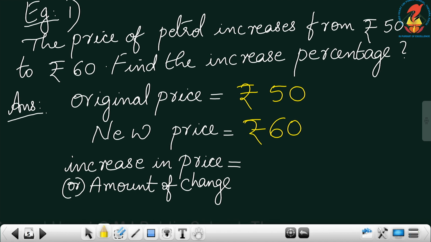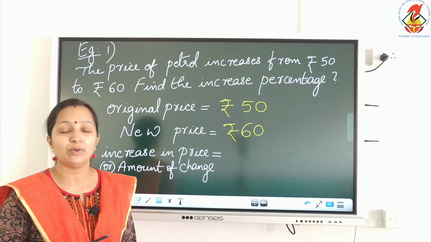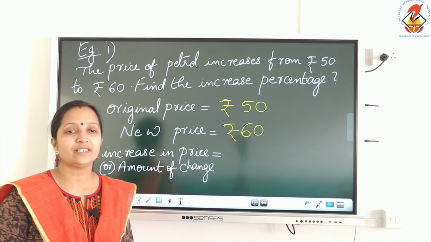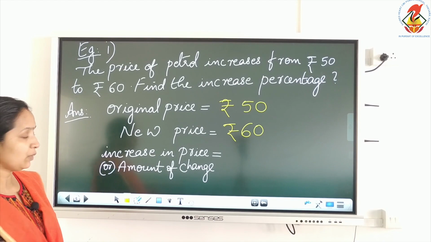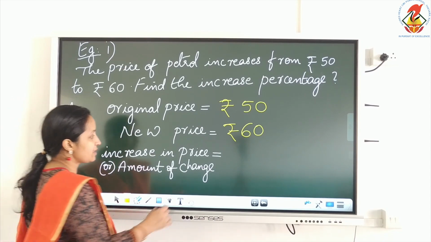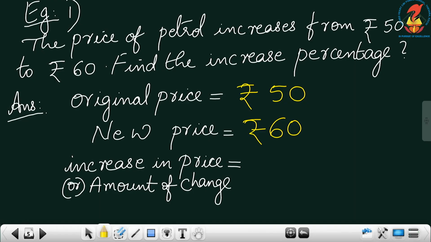And we have to find the increase in price. Increase in price means the amount of change, how much change happened upon the original amount. How will we find it? Increased value minus original value, that means new price minus original price. 60 minus 50. What is the answer? Rupees 10.